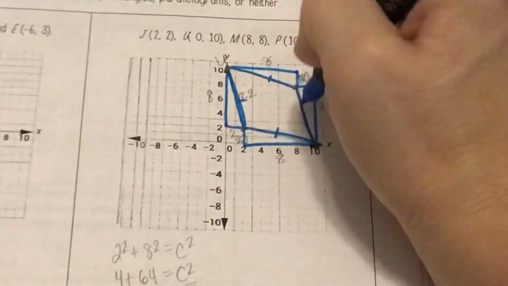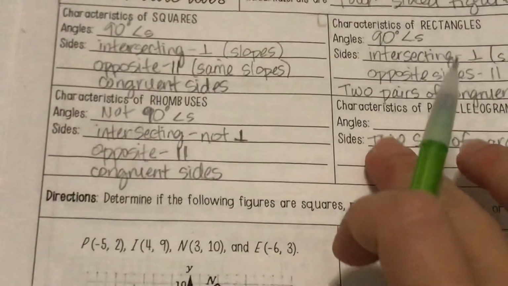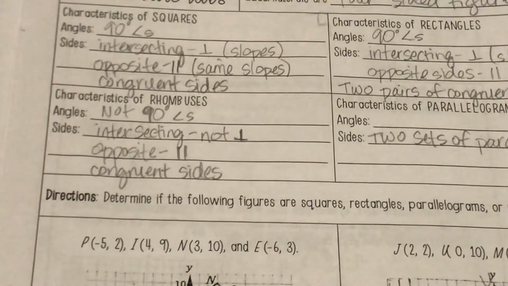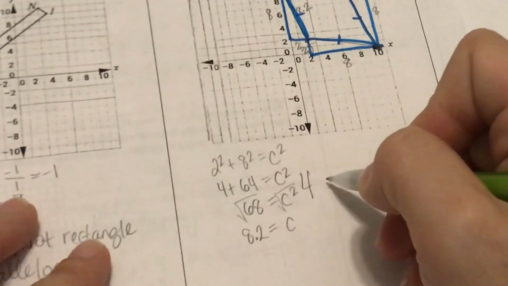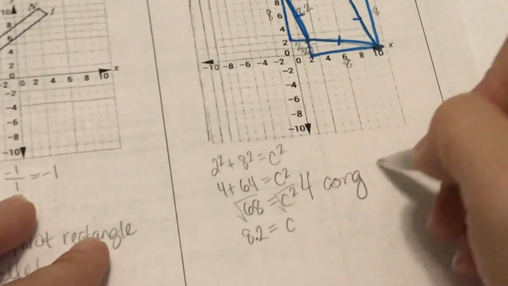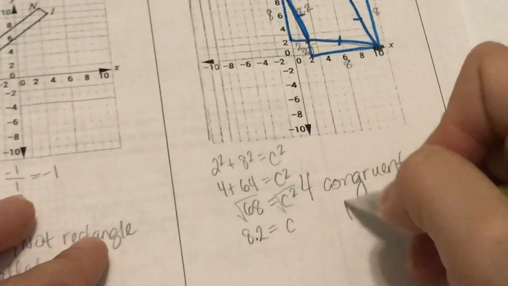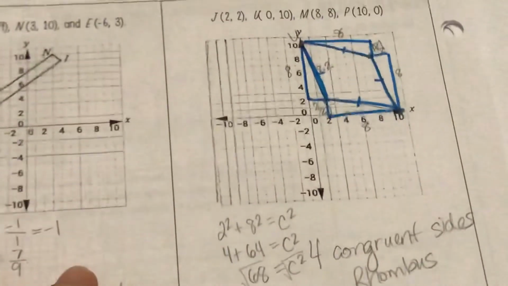So if we have 4 congruent sides, is that a characteristic of parallelograms or rhombuses? Rhombusi? I'm not sure what the plural of rhombus is. That's going to be a rhombus. It's a square that we have squished over. So 4 congruent sides, that is a rhombus.